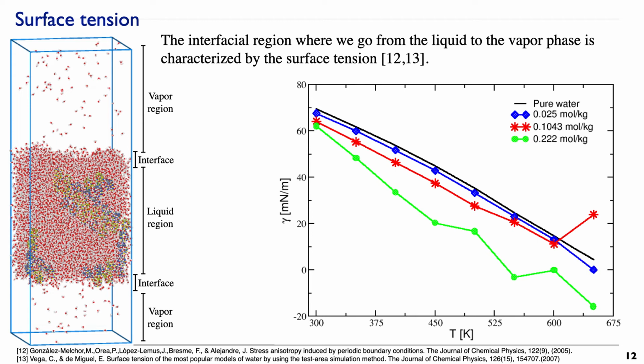However, we notice that the red curve for the temperature of 615 Kelvin increases, but we still cannot ensure that it is correct because we couldn't correctly determine the values of the liquid and vapor phase. Similarly, for the highest concentration at temperatures above 550 Kelvin, they give negative values, but they are not correct because the interface cannot be distinguished at these temperatures.